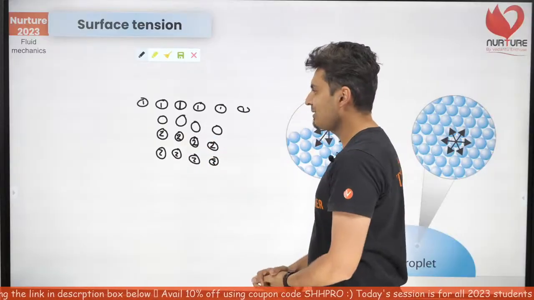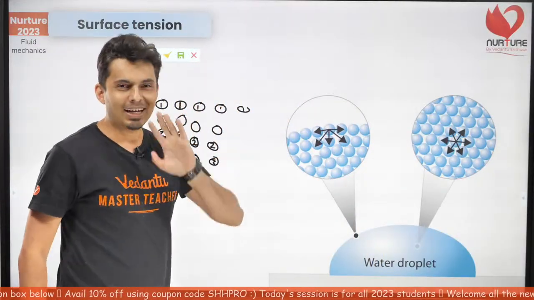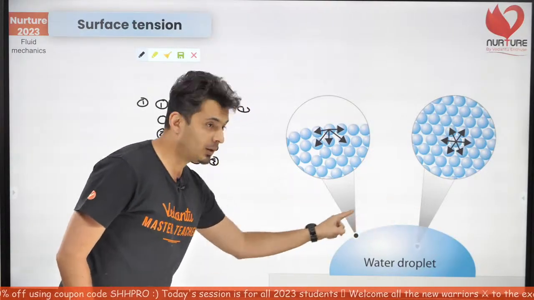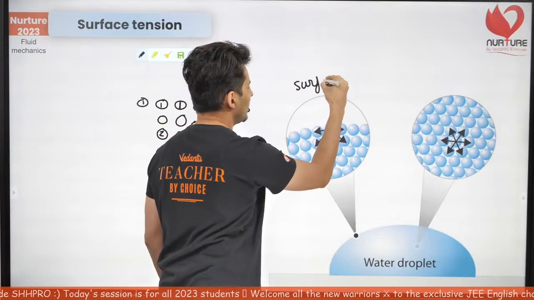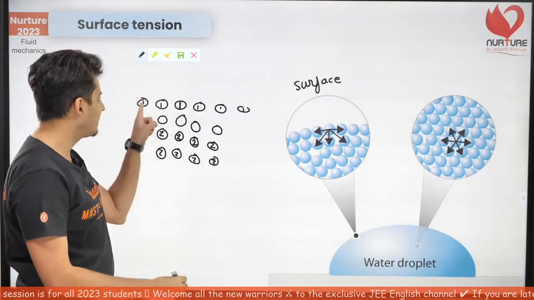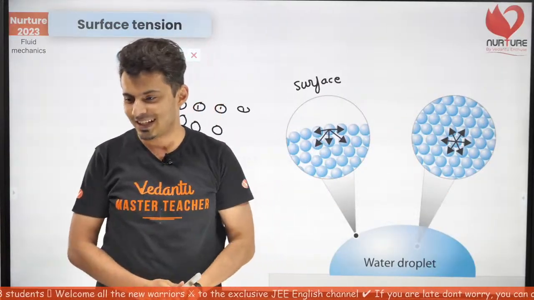Alright, so what's the point? Why am I giving you this example? There are two categories of molecules. The ones on the periphery, on the boundary, are called the surface molecules, like the number ones over here. They are on the boundary.